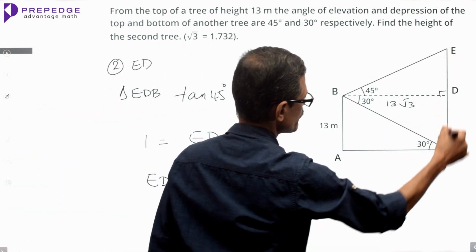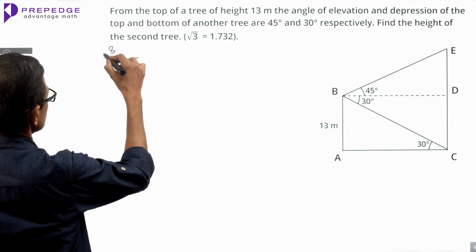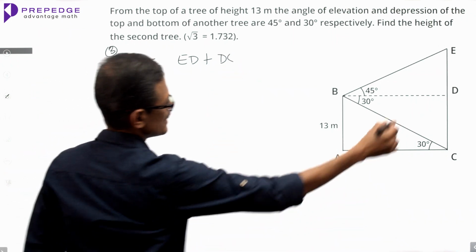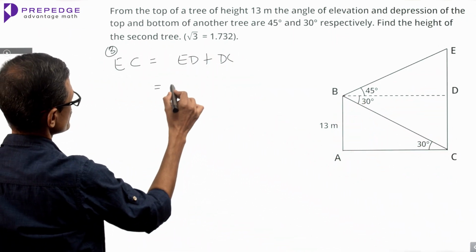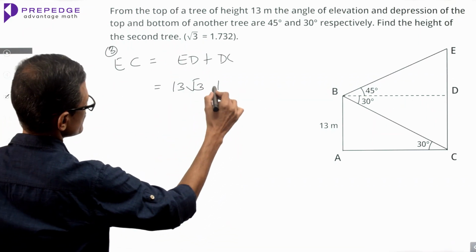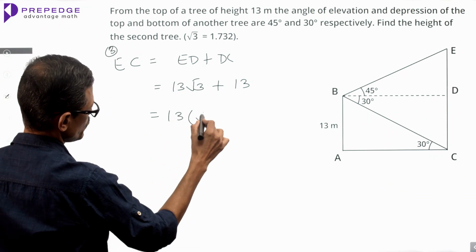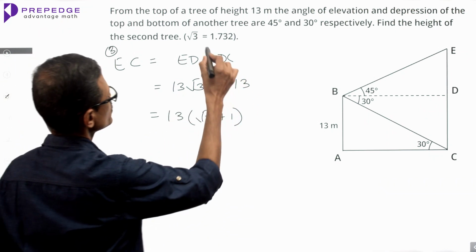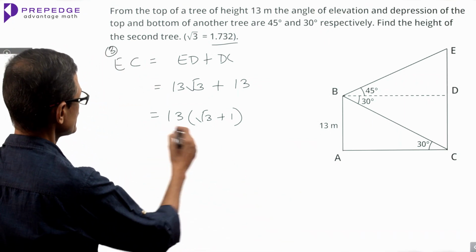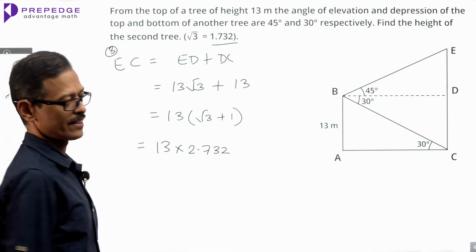What do we need to find? We need to find EC. Step 3 will give us the answer. EC is equal to ED plus DC. DC is the same as BA. So this is 13 root 3, ED, which we found in the previous step, plus the value of BA, which is equal to 13. Which is 13 into root 3 plus 1. The value of root 3 is 1.732. So 1.732 plus 1 is 2.732. So 13 into 2.732 is the answer.